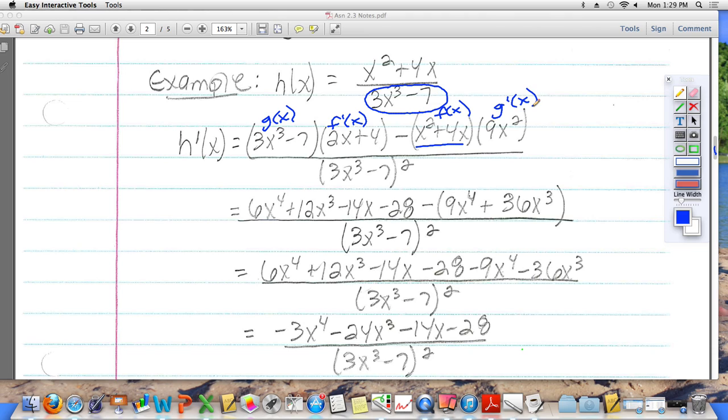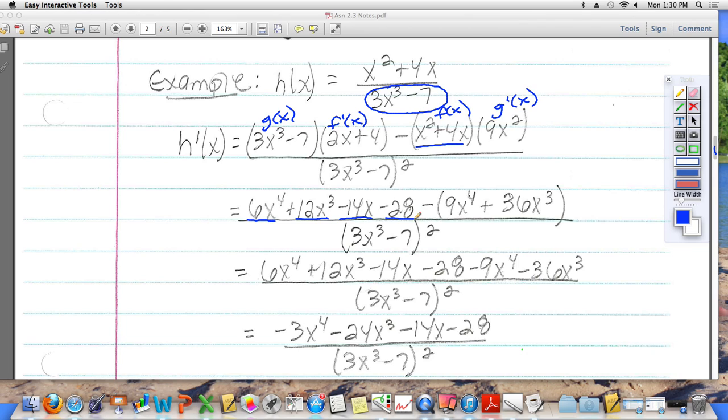All right, now all we need to do is clean it up. So you FOIL 3x cubed minus 7 times 2x plus 4. I don't think that I probably need to walk you through every single step of FOILing those two polynomials. But when you do it, you end up with 6x to the 4th power plus 12x cubed minus 14x minus 28. There's no like terms there. None of them are alike, so I leave it just like that.